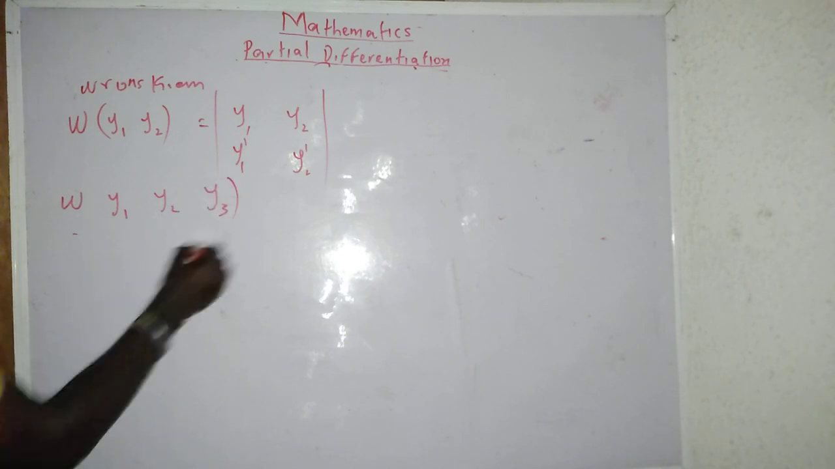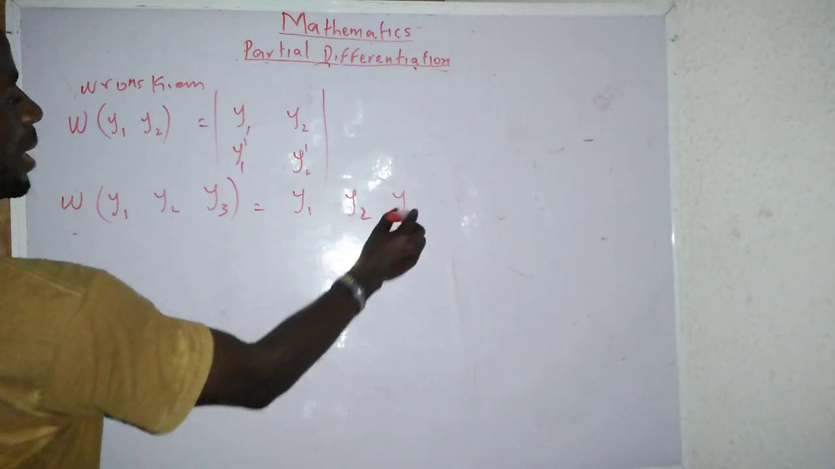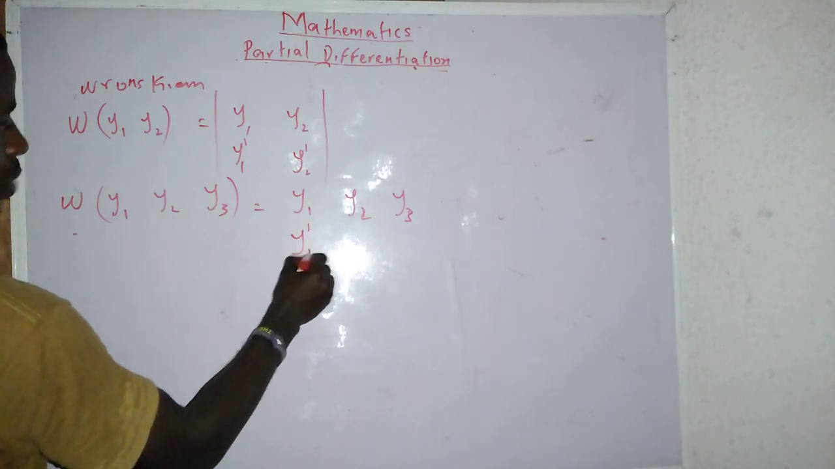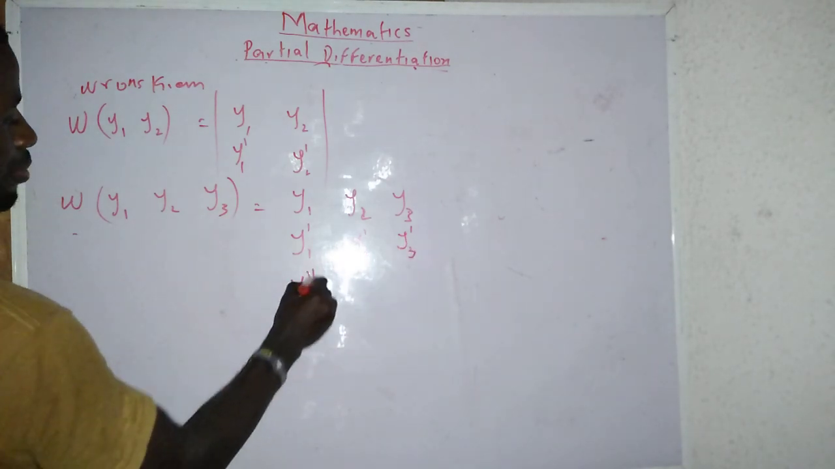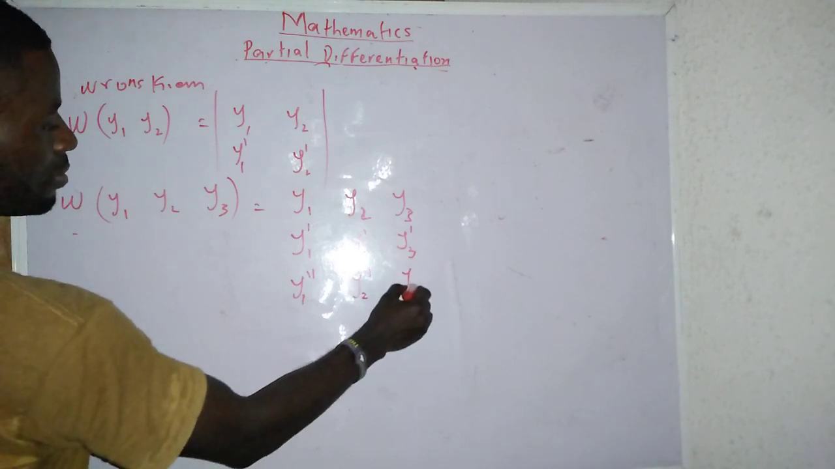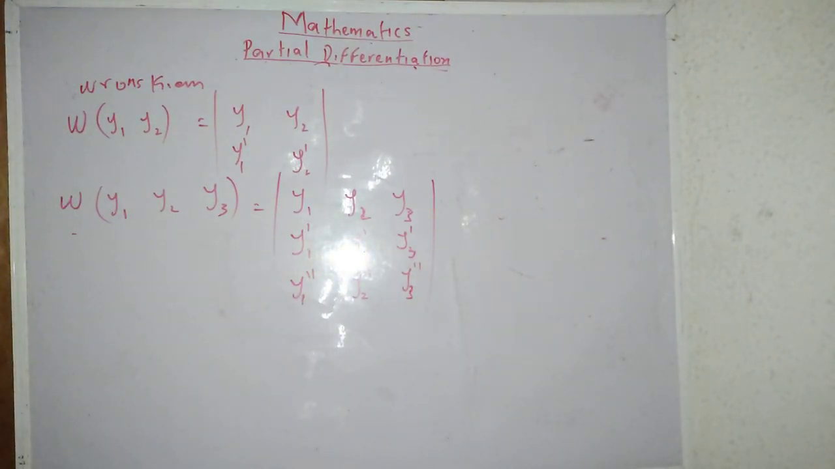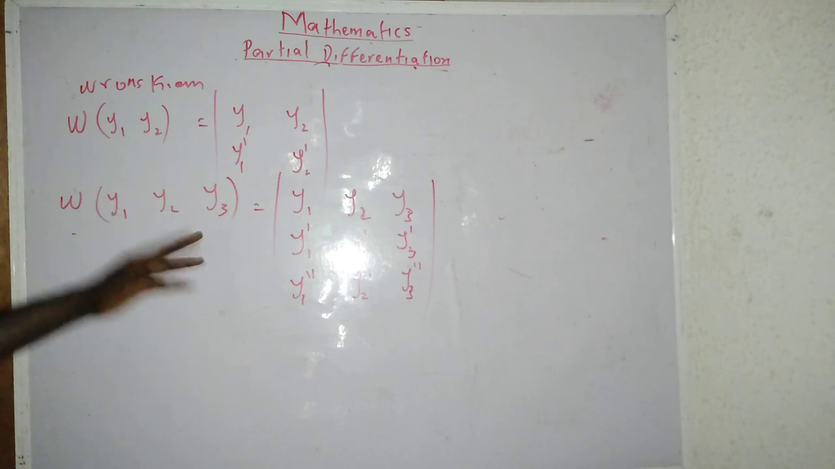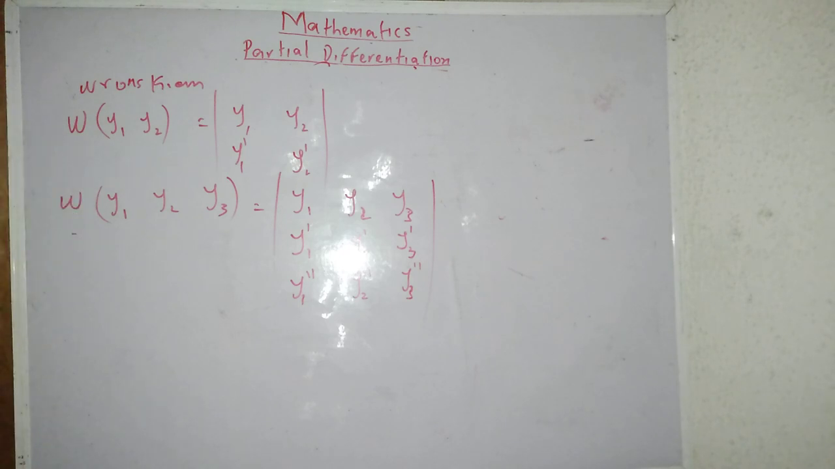I will do the same thing on my Wronskian: y1, y2, y3, y1 prime, y2 prime, y3 prime, y1 double prime, y2 double prime, y3 double prime. It means I will differentiate. This one is a total derivative. Can you see the Jacobian is partial, while the Wronskian is total? Now, for the total derivative, the first row is the function, then the first derivative, then the second derivative. Now, after that, you will find the determinant.